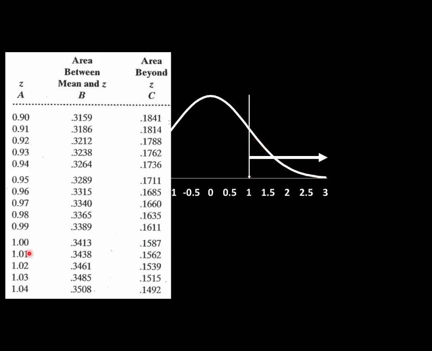So we need to look up the number 1 in the z-table. Here it is. There's the number 1 right there. And then the area beyond 1 is right here. So we can see that it is 0.1587, or 15.87%, or about 16% if we were rounding to the nearest whole percent. And what that means is 16% of the normal distribution curve is beyond 1 standard deviation from the mean.